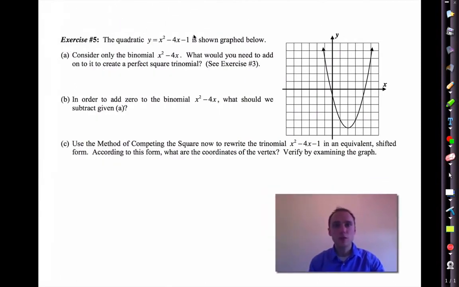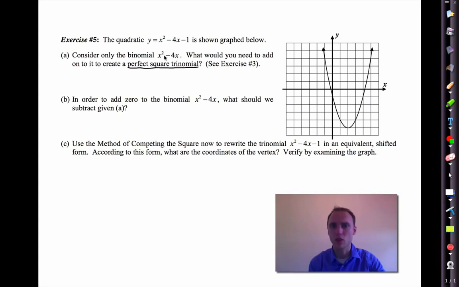All right, exercise number 5. It says the quadratic y is equal to x squared minus 4x minus 1 is shown in the graph below. So that's this guy. That's x squared minus 4x minus 1. And part A says consider the binomial x squared minus 4x. What should you need to add to create a perfect square trinomial? So we want to make a perfect square, which means we want to have that relationship hold true.